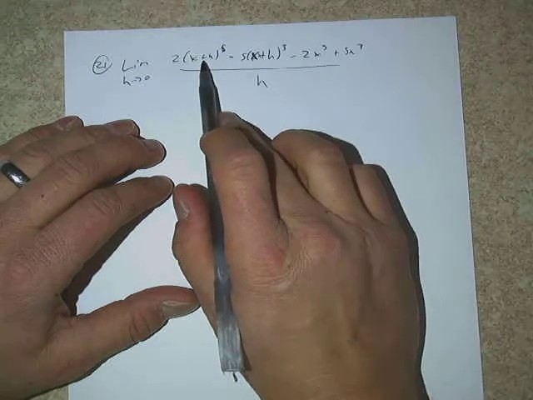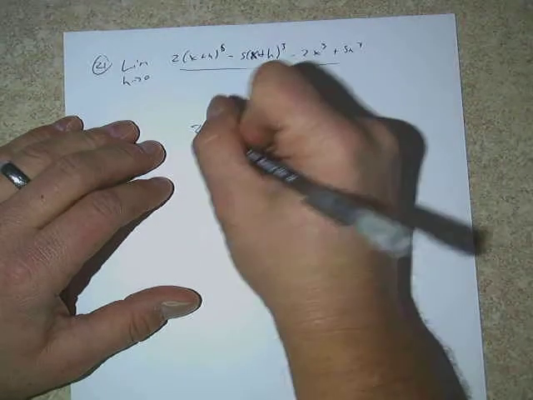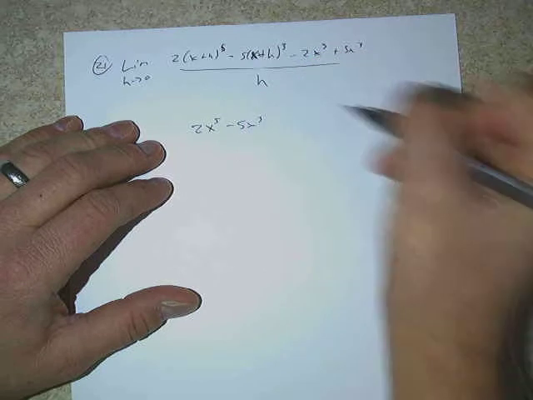Okay. And what do we put into the function? Here's our x plus h and here's our x. Okay. So ultimately isn't this the derivative of the function 2x to the 5th minus 5x cubed?